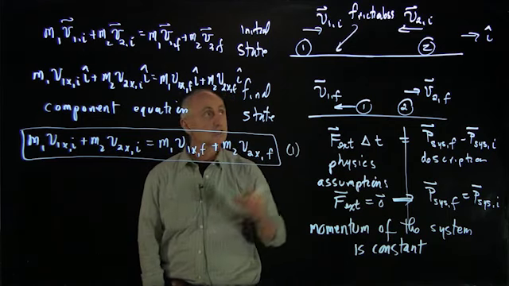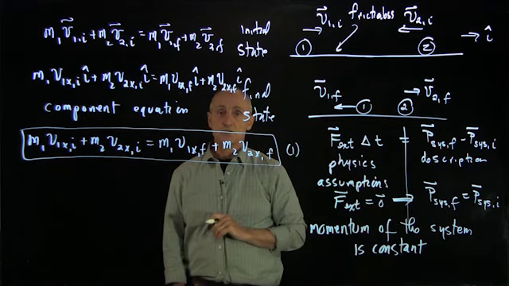Now, our next approach is to ask, are there any other quantities in this system which are constant?